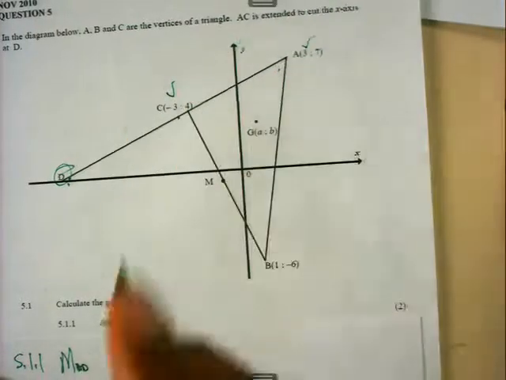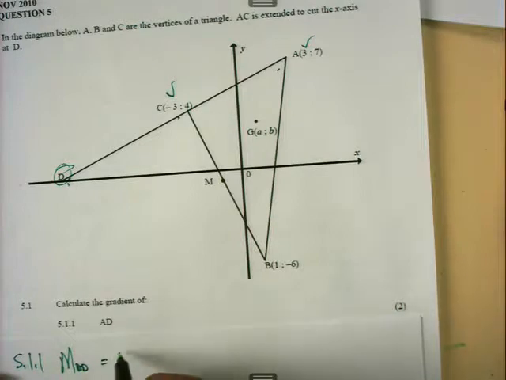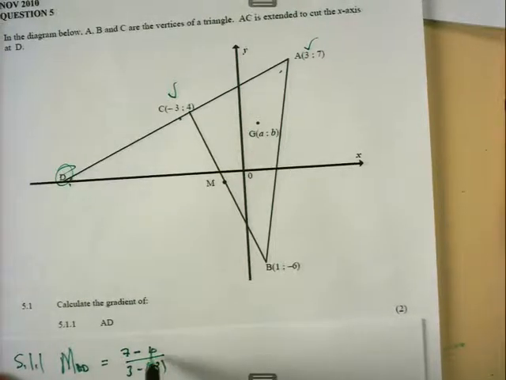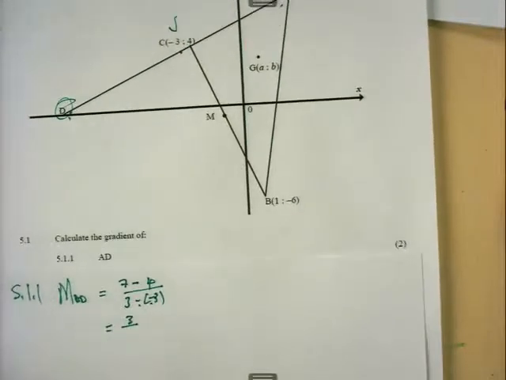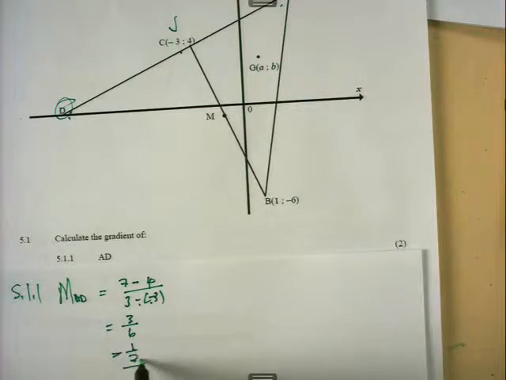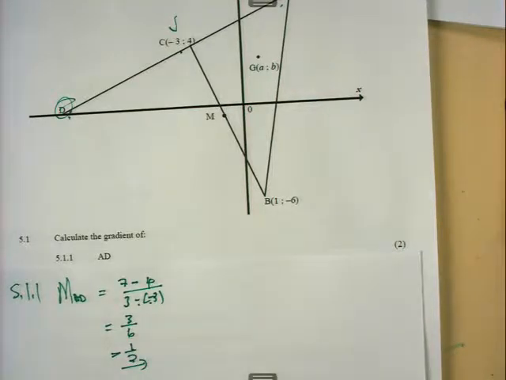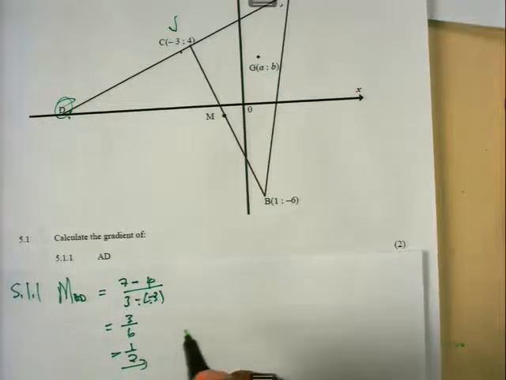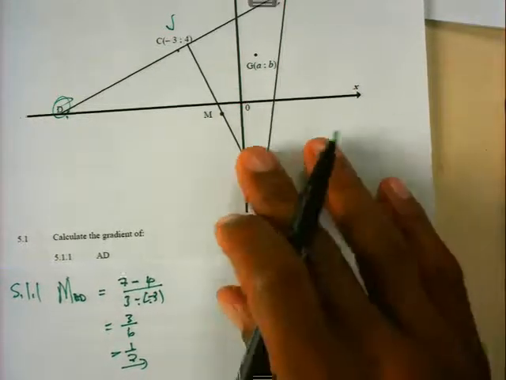Now we are going to say the gradient of AD, which is the same as the gradient of AC, is equal to y2, which is 7 minus 4, then we divide it by what? By 3 minus negative 3. Of course, that is 7 minus 4, that is a 3. Now 3 plus 3, negative times negative is a positive, then the answer there will be 6. Now the final answer there will be 1 over 2, that is a half. 3 divided by 6 is a half. Right, now we have the gradient of AD, which is a 2 marks question.